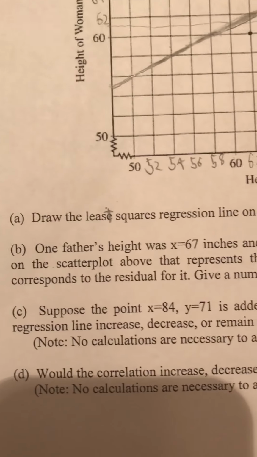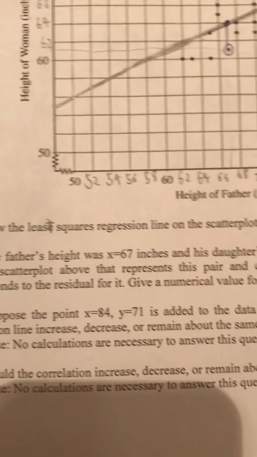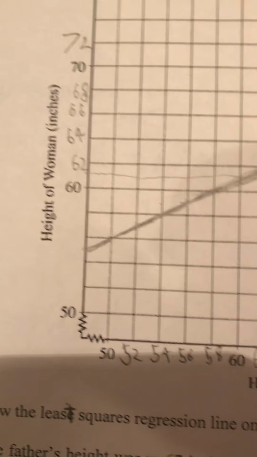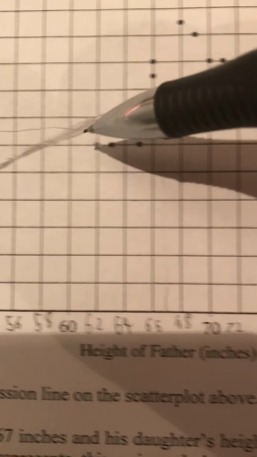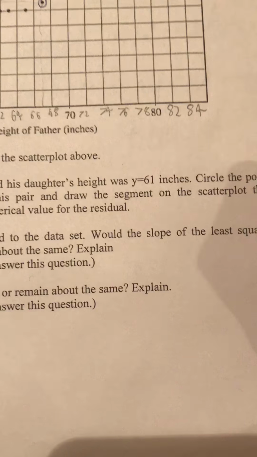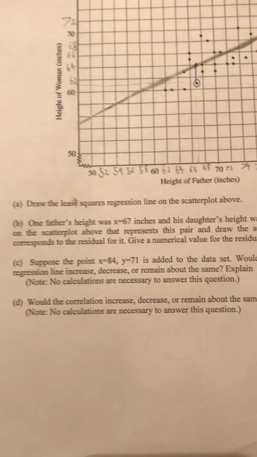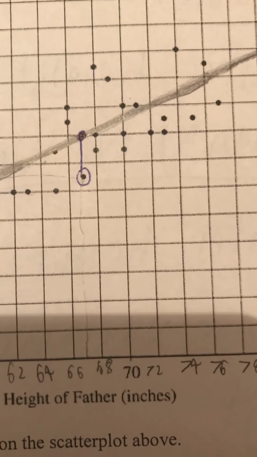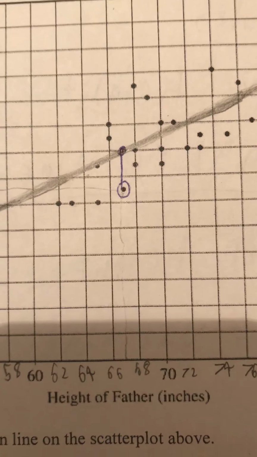So for B, one father's height was an x value of 67, and the daughter's height was 61. So an x of 67 and a y of 61 leads you here. I've circled the point. I've drawn the difference between the distance between the actual and the predicted.